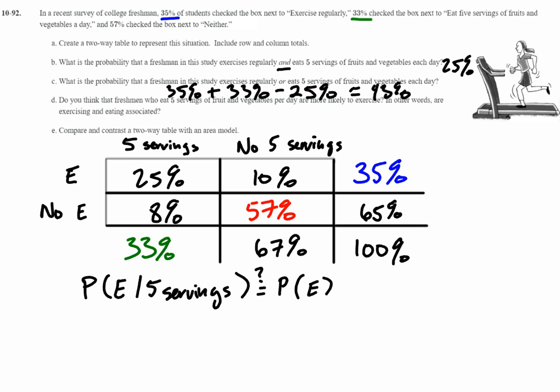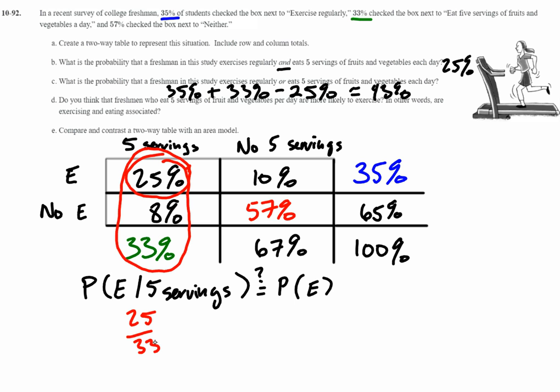So I'm going to have my given 5 servings, which is this column here. And then just highlight their conditional probability. Just look in the red. What's the probability of E? That's 25 out of this column, 25 out of 33.